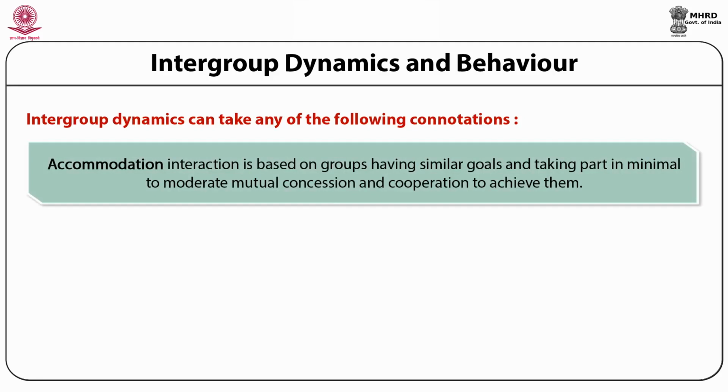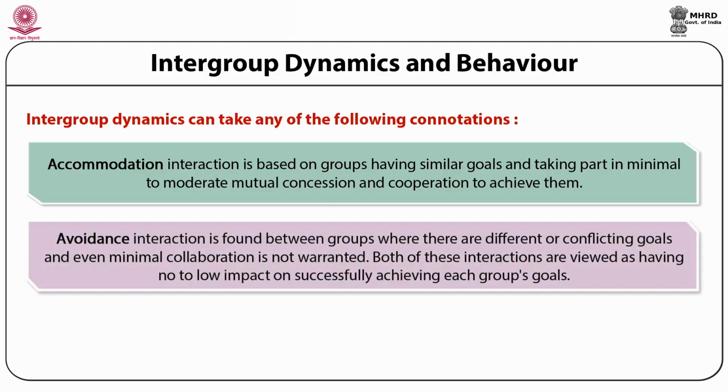When the group takes on an accommodating nature, the interaction in the group is based on having similar goals and taking part in minimal to moderate mutual concession and cooperation to achieve them. So basically, the members in the group are inclined towards accommodating each other by not disagreeing on any matter. The second could be avoidance. This interaction is found between groups where there are different or conflicting goals and even minimal collaboration is not warranted. Both of these interactions are viewed as having no to low impact on successfully achieving each group's goals.